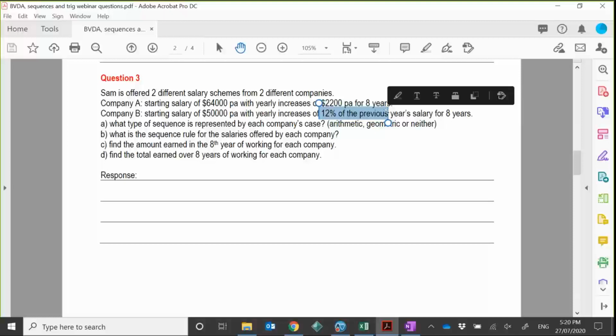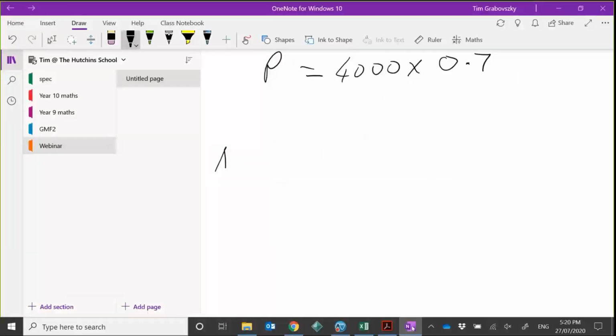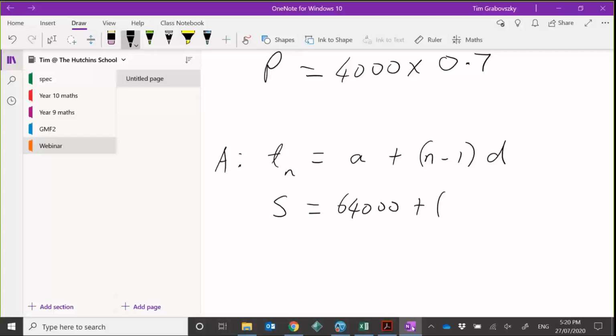Part B, we then have to write down the sequence rule for the salaries offered by each company. Okay, so our first company is company A. So company A, it is an arithmetic sequence. And remember, for an arithmetic sequence, it's the nth term equals A plus n minus 1 times your common difference. So it is salary equals, we were starting with 64,000 and we are adding on n minus 1, which is the number of years, multiplied by the common difference, and we're going up by 2,200. So that would be the rule for company A.